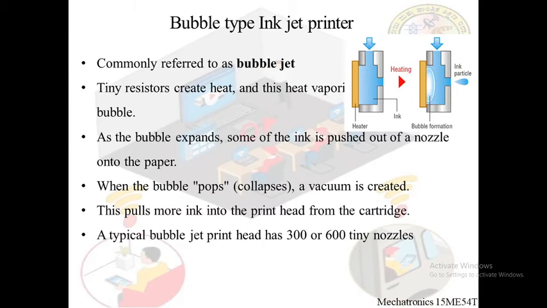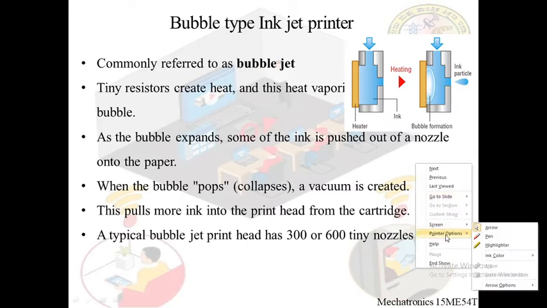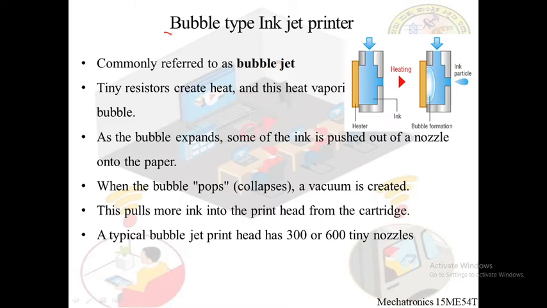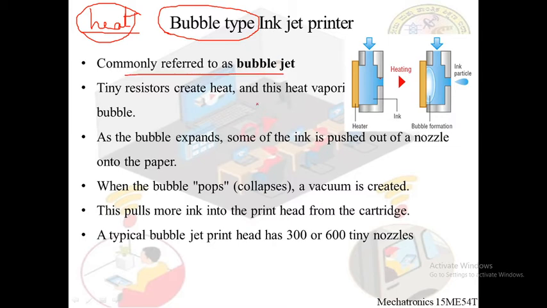Next we saw the bubble type inkjet printer. In the bubble type inkjet printer, the ink comes out of the nozzle in the form of a bubble itself, but the concept that is used is different. Here we are using heat energy. In the previous case we used the piezoelectric effect. Now we are using heat energy in order to make the ink droplets come out as a bubble. It is referred to as the bubble jet type inkjet printer.